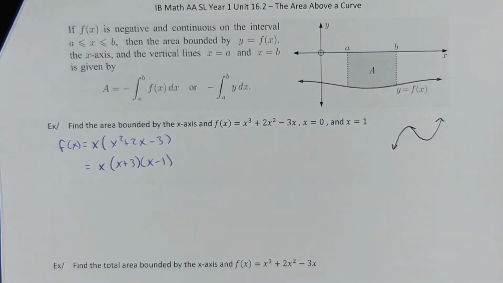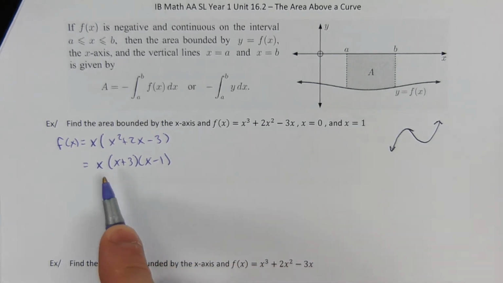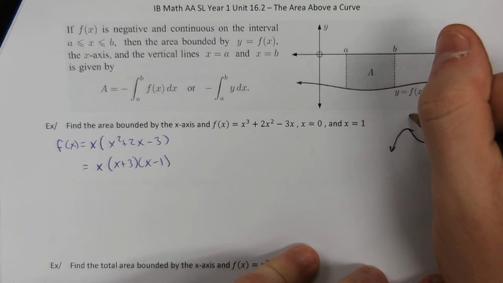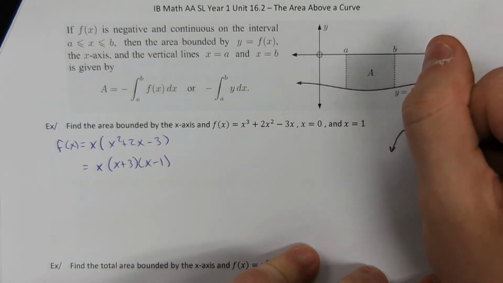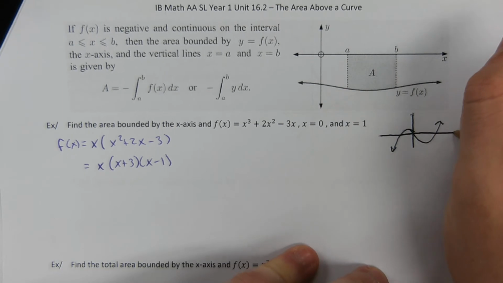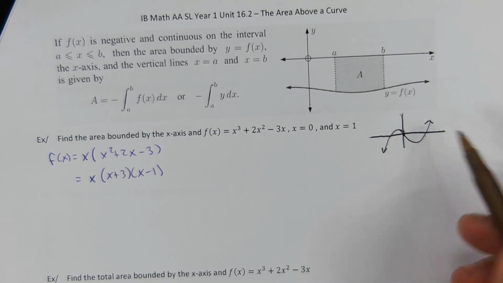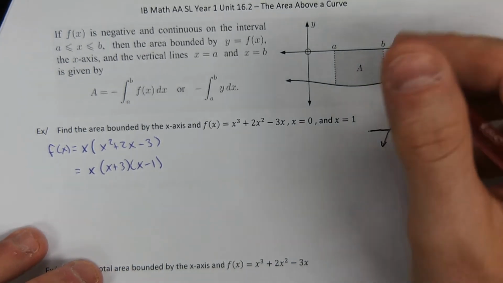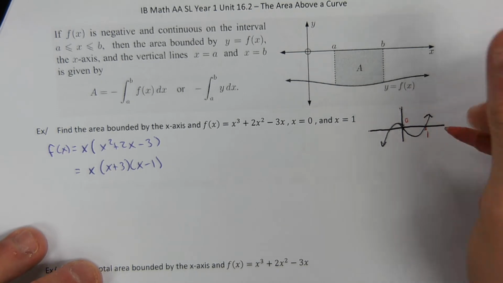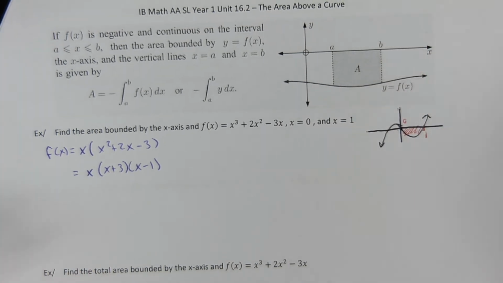This curve crosses the x-axis 3 times. Once at 1, once at 0, and the other time at negative 3, but it didn't ask us about that. So what we have to know then is that it's going to look like this. Picture not drawn to scale, but imagine it looks like that. Okay. So there's 0, there's negative 3, there's positive 1. So there's x is 0, there's x is 1, and we are trying to find that area right there, which we can see is below the x-axis.